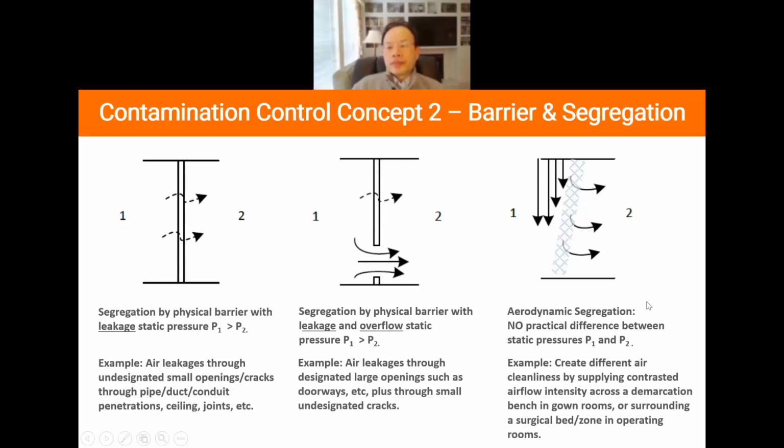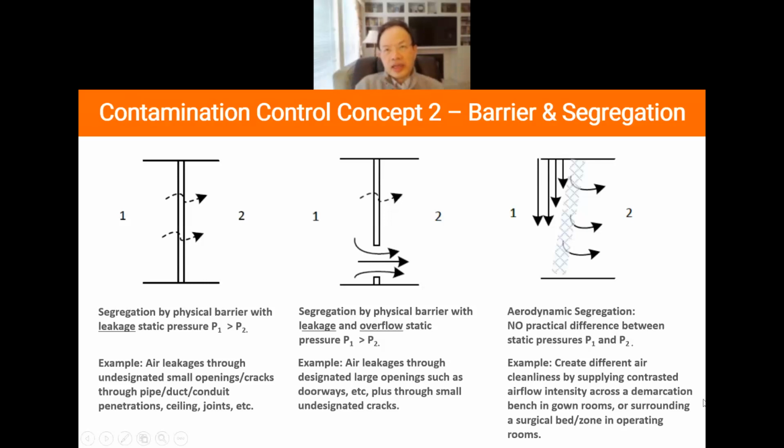The third is dynamic segregation. In this case, there is no practical pressure difference between area 1 and area 2, but the air cleanliness level could be different. Let's say area 2 may be ISO 8, area 1 may be ISO 7. One example is what we call the demarcation bench in a gowning room.